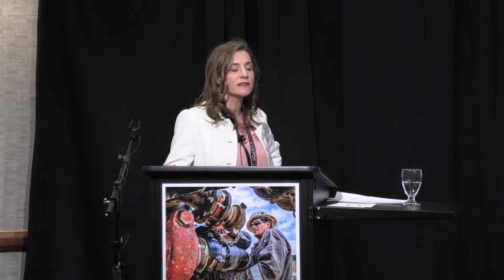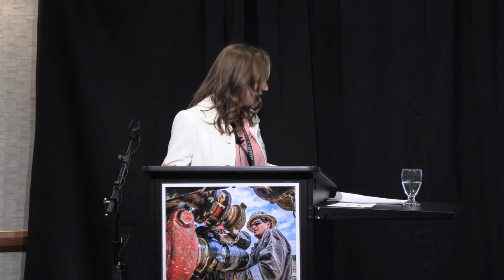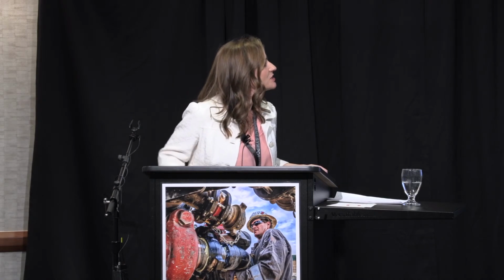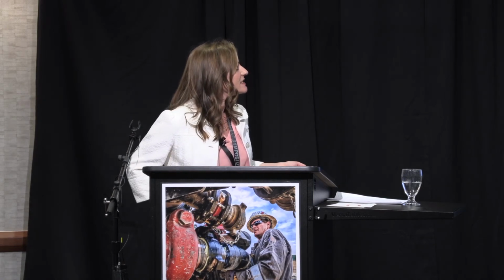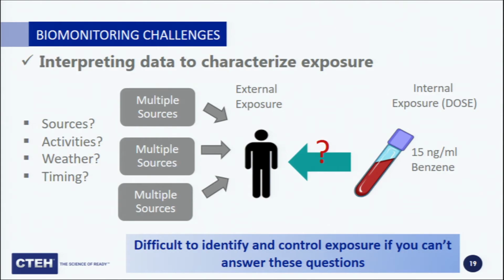The methods are complicated, and we have no established health guideline values for this information from which to compare, and risk communication can become a big issue. So, interpreting data to characterize exposure from biomonitoring. If you've got an internal estimate of dose, for example, of benzene, it's telling you, yeah, there's benzene in the blood. I have no idea what the external exposure is, and where did it come from? What's the source? What activities happened? Weather, timing, stuff like this is very difficult to identify and control an exposure. How do you control an exposure if you don't know where it's coming from?